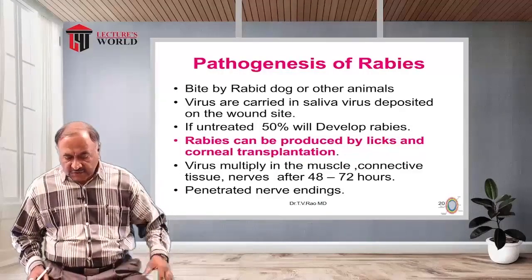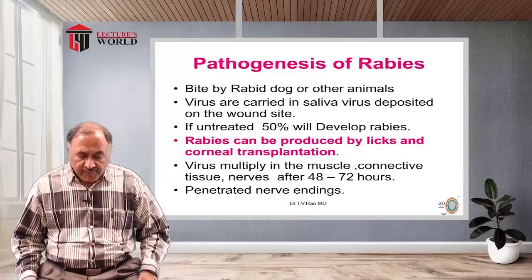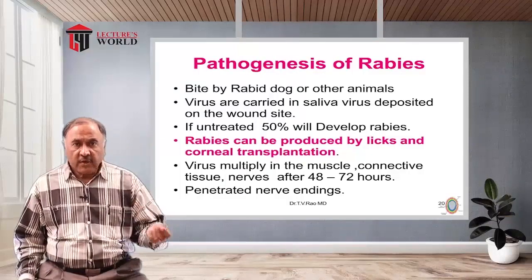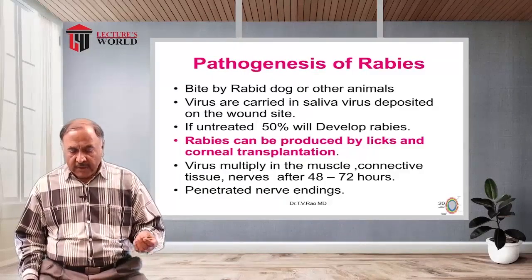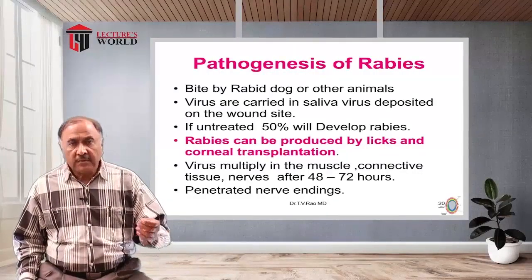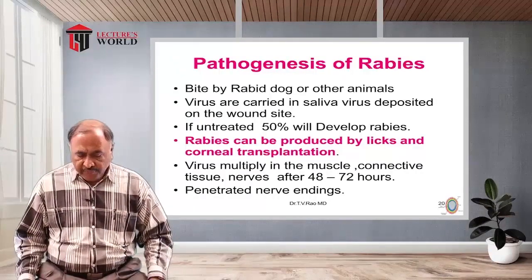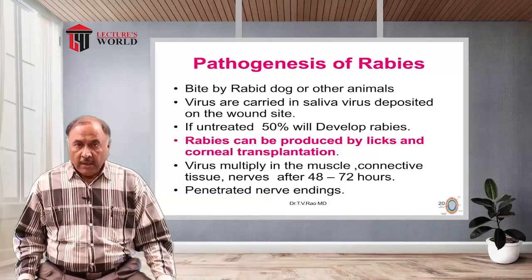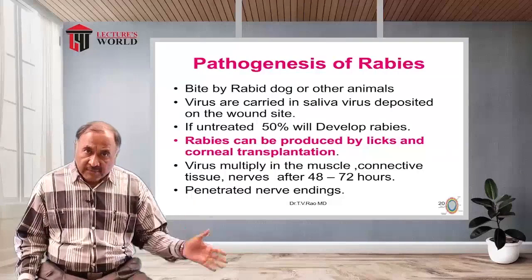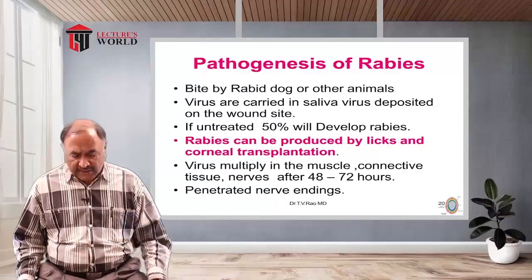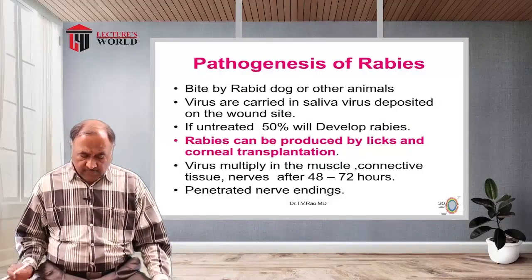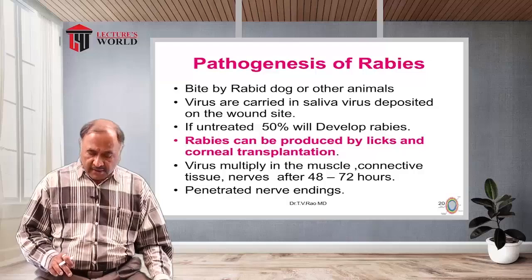Now, coming to the pathogenesis of rabies, the first thing is a bite by a rabid dog or other animals, which would transmit the virus through the bite, as they carry these viruses in saliva. They are deposited on the wound site. If untreated, 50% will develop rabies. Rabies can be produced not only by bites, but also by licks and even by corneal transplantation, as mentioned earlier. The virus multiplies in the muscles, in the connective tissue and nerves after about 48 to 72 hours. And finally, it penetrates the nerve endings.